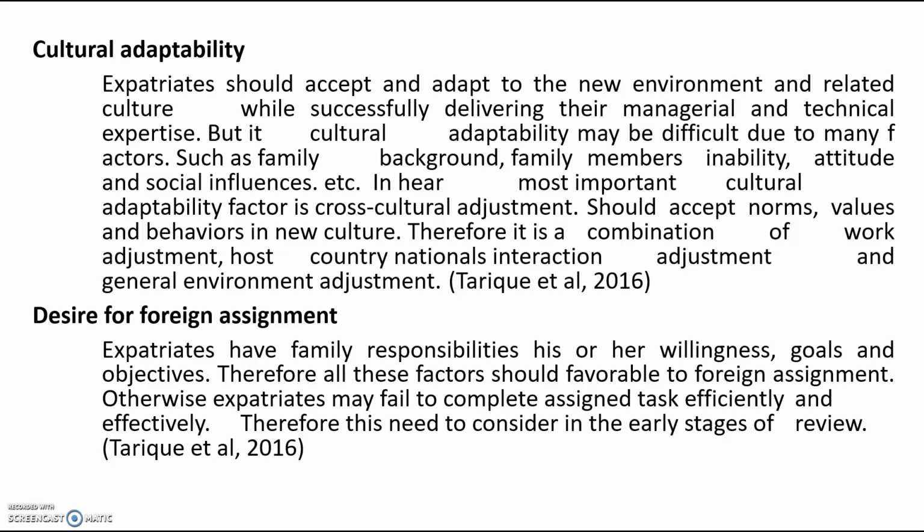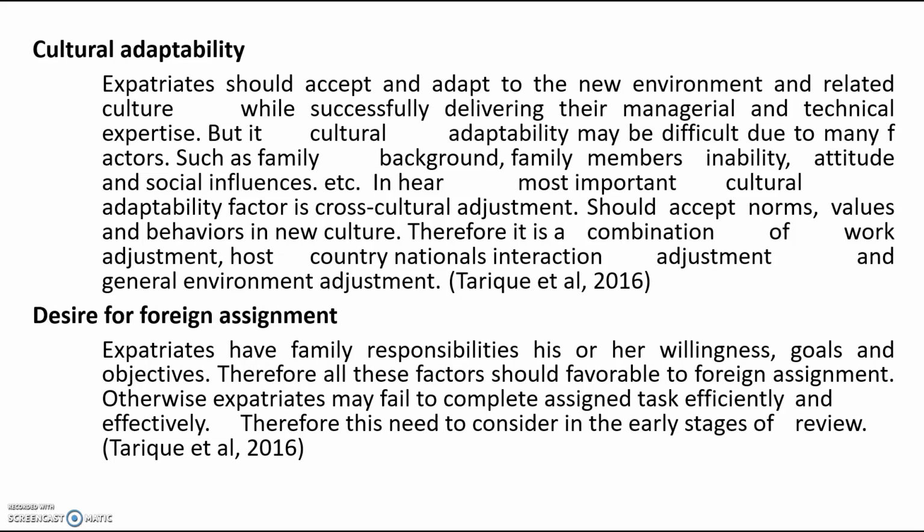But cultural adaptability may be difficult due to many factors such as family background, family members' inability, attitude, and social influences. Here, the most important cultural adaptability factor is cross-cultural adjustment. They should accept norms, values, and behaviors in the new culture. Therefore, it is a combination of work adjustment, cross-national interaction adjustment, and general environment adjustment.